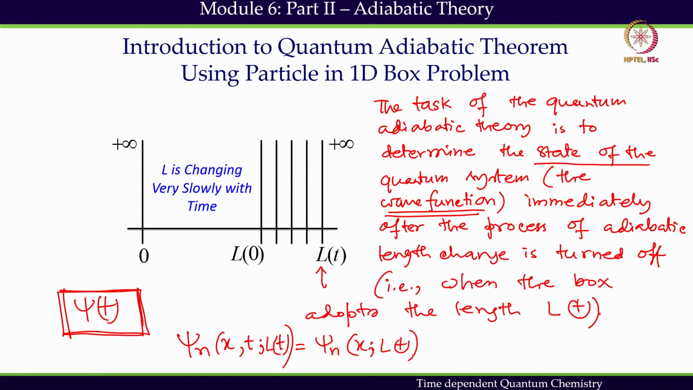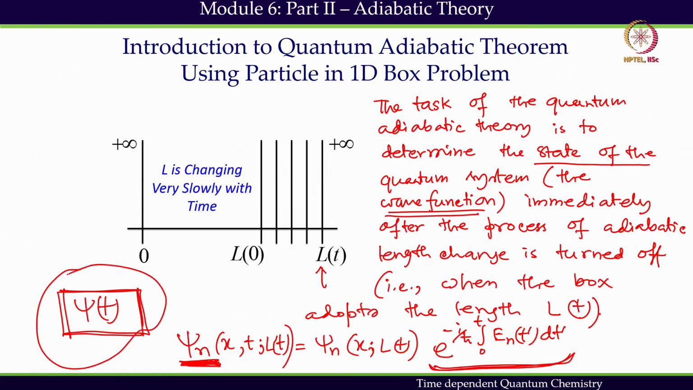So it has accumulated some temporal phase, minus i by h cut, integral 0 to t, E_n(t') dt'. So this much temporal phase it has already accumulated due to the adiabatic change. So each one has accumulated, and we have to understand how to express the final wave function at that time.